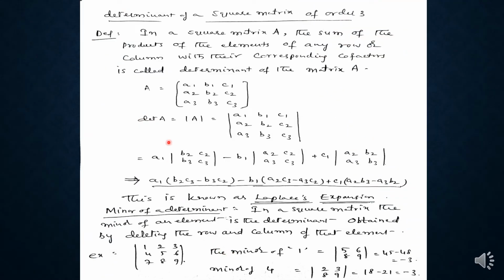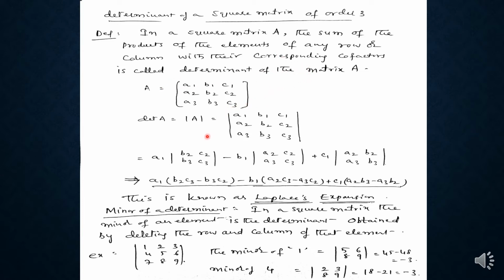Now the determinant of a square matrix of order 3. If it is a 2 by 2 matrix a1 b1 a2 b2, simply we can write a1 b2 minus a2 b1 as the determinant of that matrix. If the square matrix is of order 3, then what is the procedure to find the determinant of the square matrix? In a square matrix A, the sum of the products of the elements of any row or column with their corresponding cofactors is called the determinant of the matrix A.